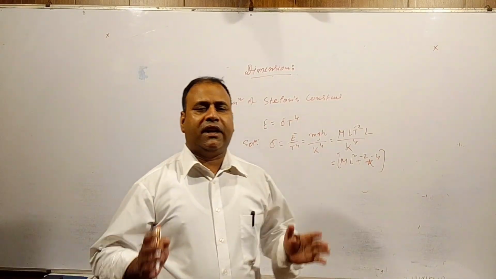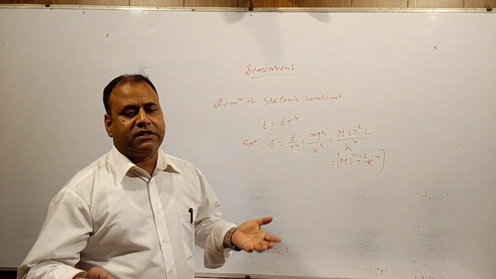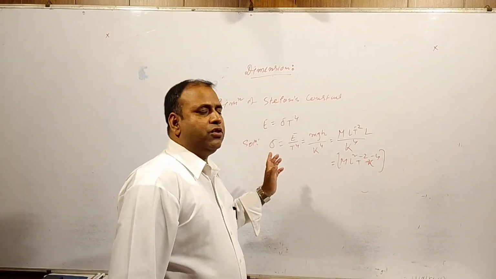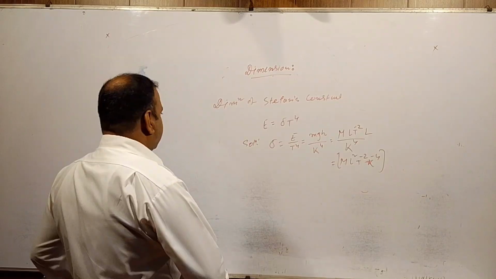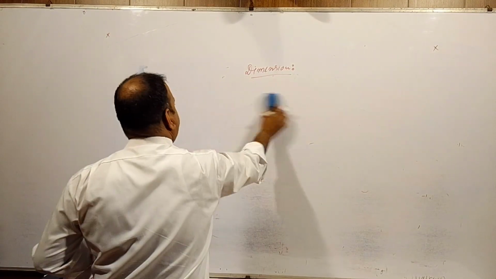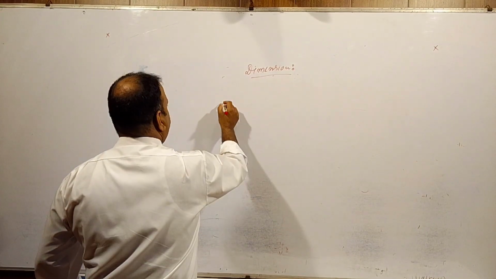I told you that there are three types of dimension. One is general dimension, the other is equation form dimension. Now I am going to discuss equation form dimension. So, number 2, equation form dimension.